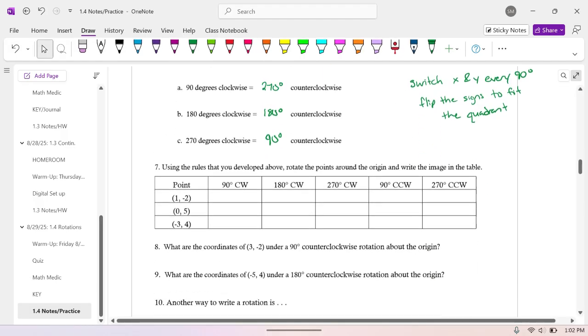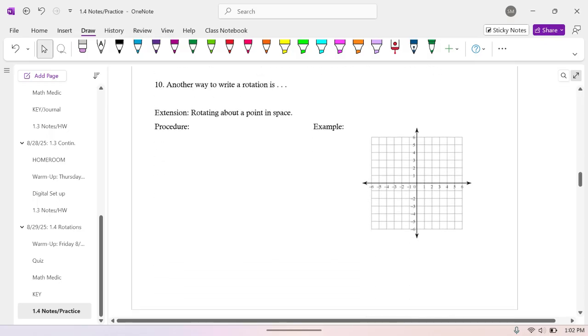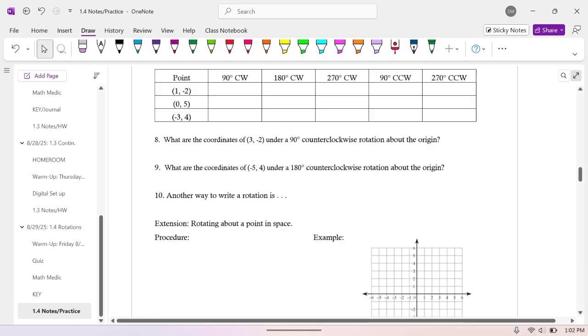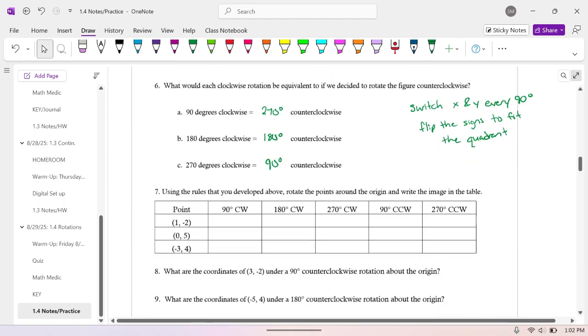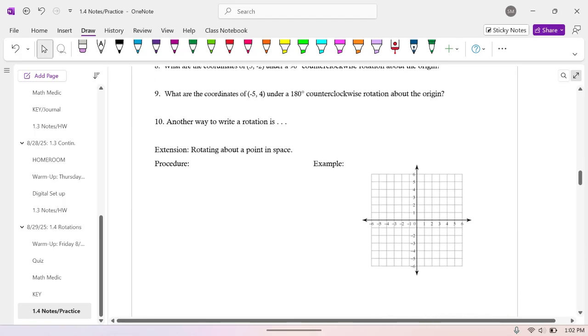All right, so the rest of this I want to give you for homework. So page, I believe this is 16. So the rest of page 16 is part of your homework.